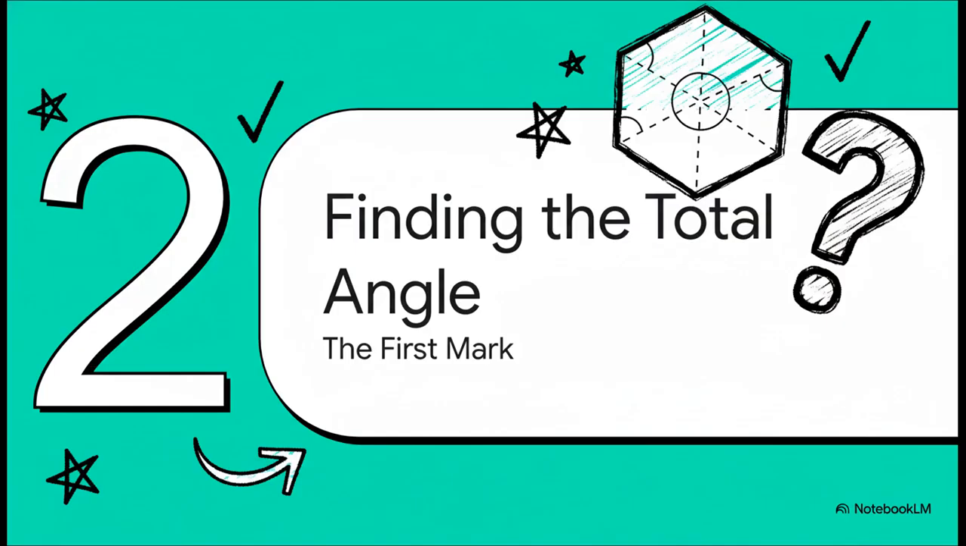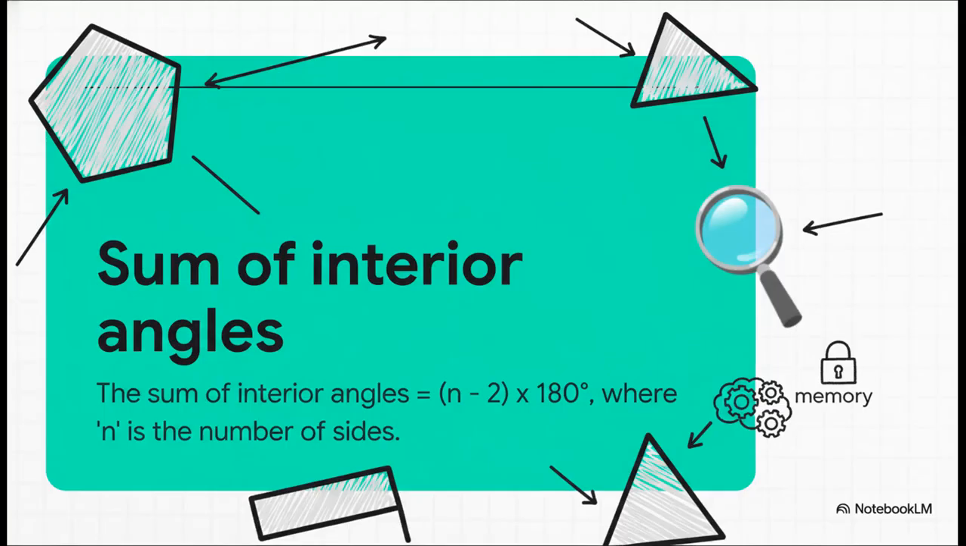What do all the angles inside a pentagon have to add up to? Figuring this out is how we bag our very first mark. And here is the formula you absolutely need. For any polygon, doesn't matter how many sides, you just take the number of sides, n, subtract 2, and then multiply that by 180. This is one of those rules you really want to have locked away in your memory.